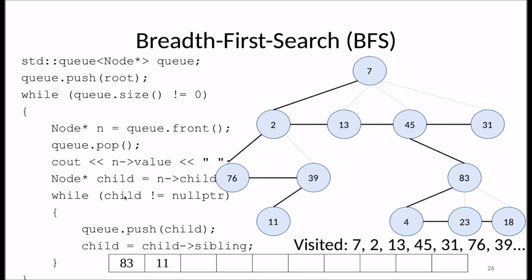So you can see by using a queue and then continuously removing the node at the front of the queue and enqueuing the children, which is done in this loop, this results in the visitation order or traversal order of breadth first search: 7, 2, 13, 45, and 31, and then 76, 39, and so on.